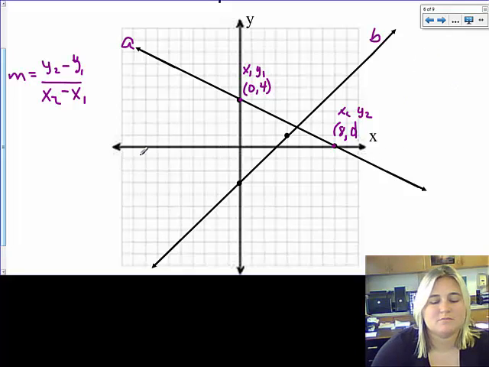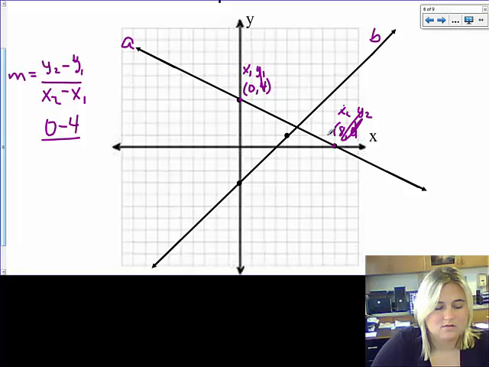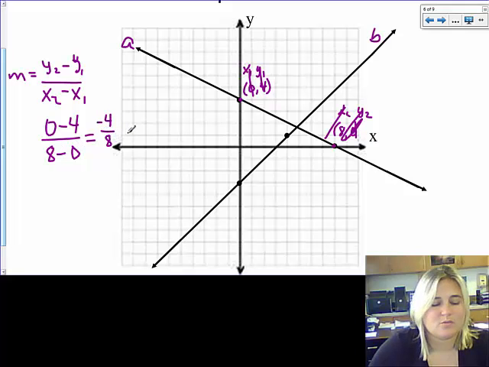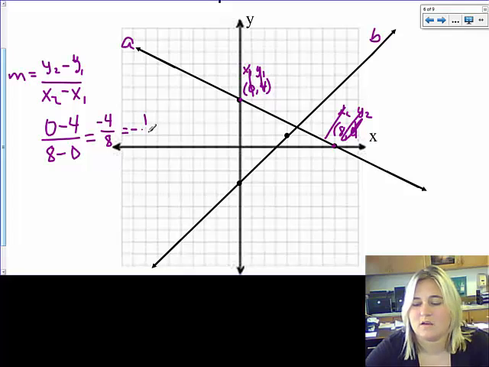And what we're going to do is plug in. So y sub 2 is 0. That was this. Oops, that part. Minus y sub 1, which is 4. So I'm done with that one. Over x sub 2, which is 8, minus x sub 1, which is 0. So what I end up with is 0 minus 4, which is negative 4, over 8 minus 0, which is 8, which reduces to a negative 1/2. Final answer.